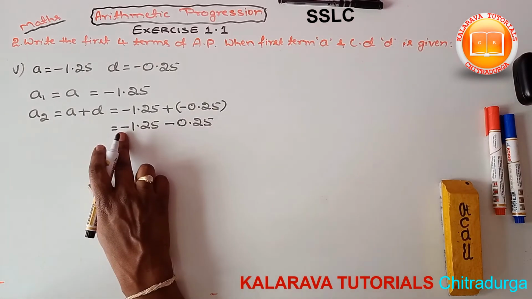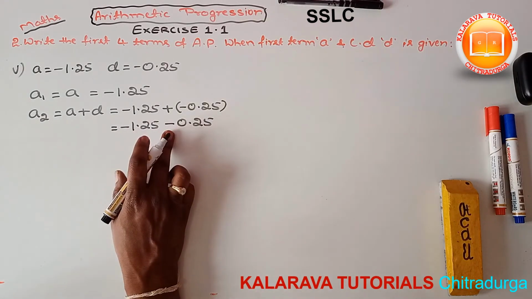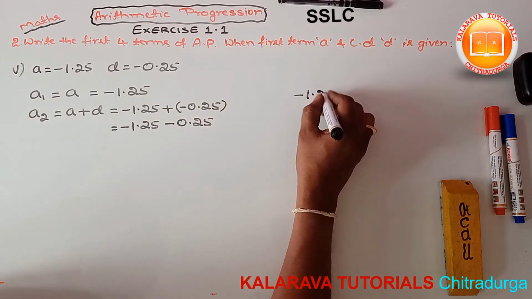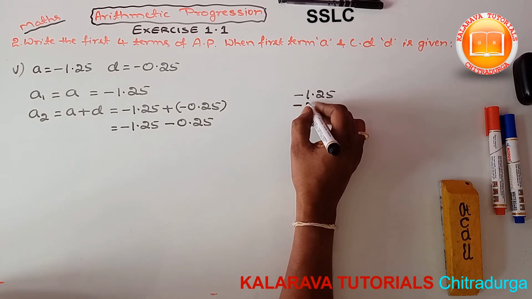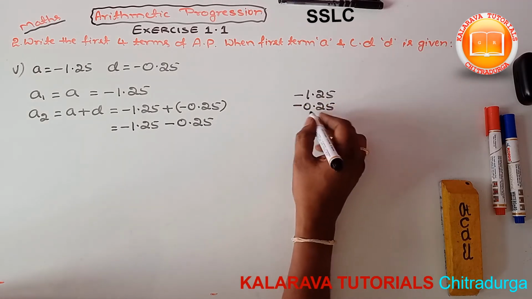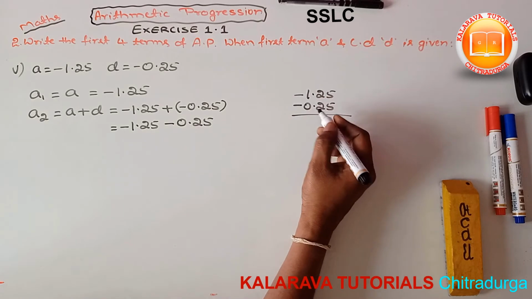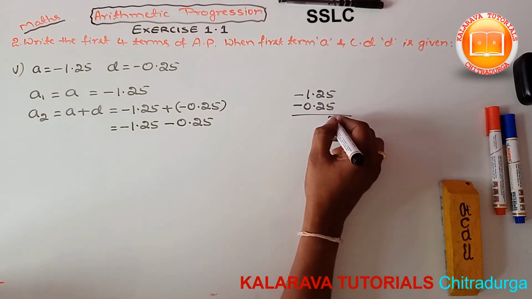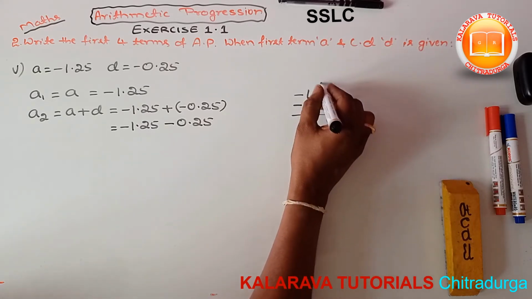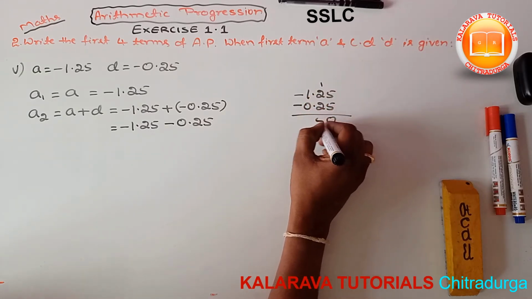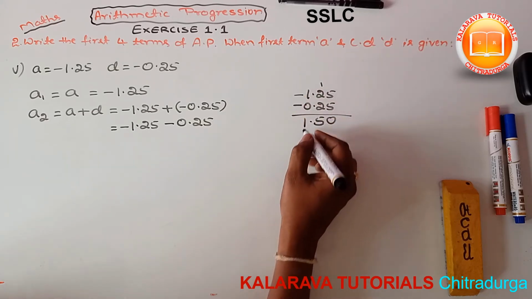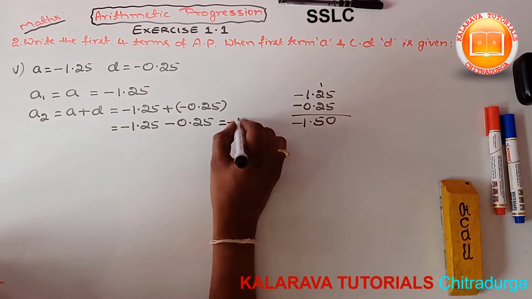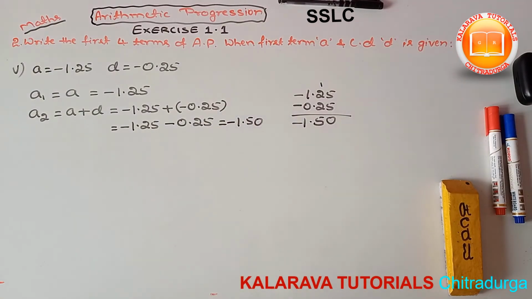Both the numbers have the same symbol, so you have to add these two numbers. That means here I write minus 1.25 and minus 0.25. For adding or subtracting, we have to write the numbers with the decimal point in the same position. So here 5 plus 5, 10, that gives you carry 1, 2 plus 1, 3 plus 2 is 5, and here 1 plus 0 is 1, that gives you minus 1.50. So this is the second term.